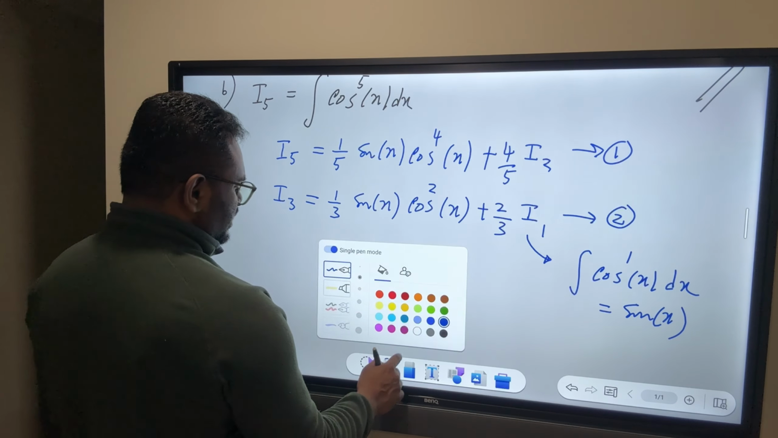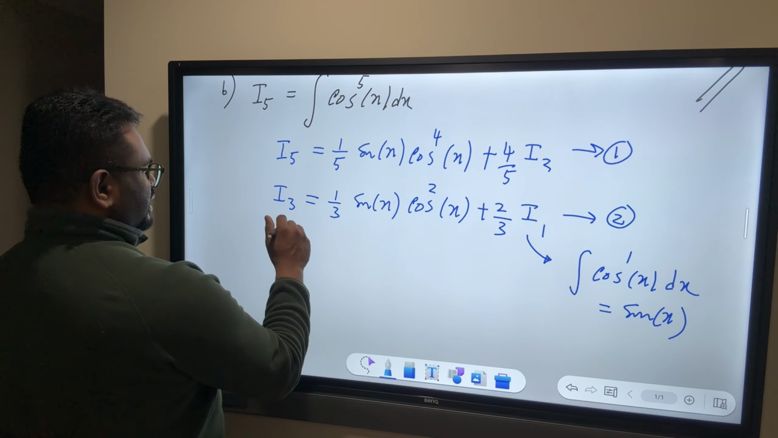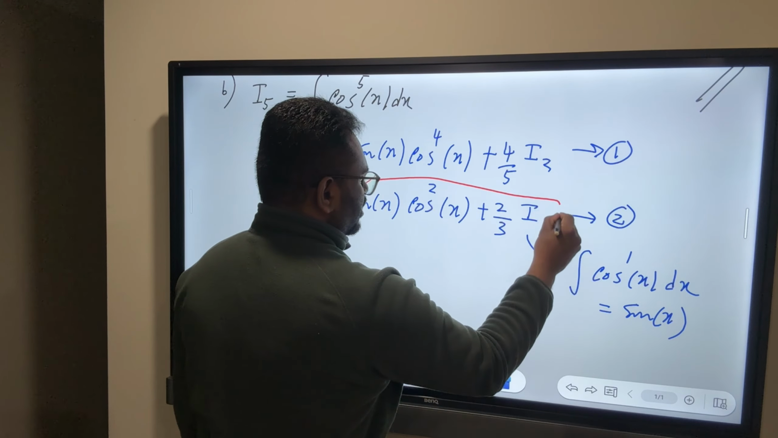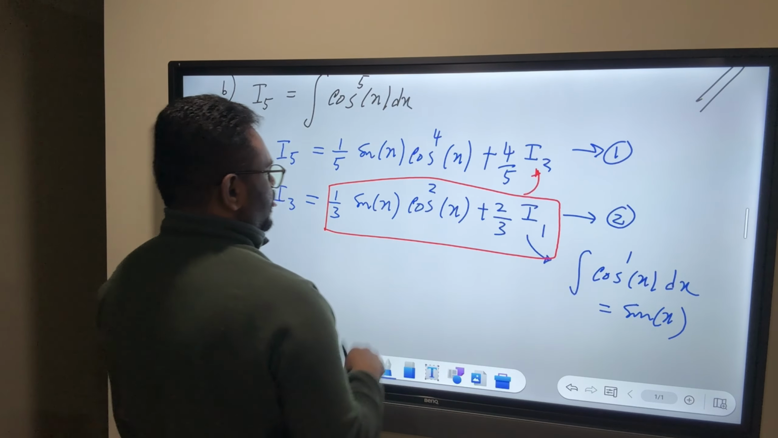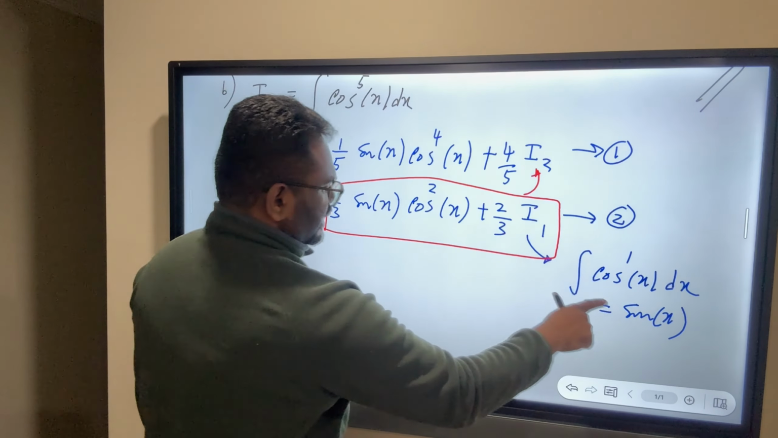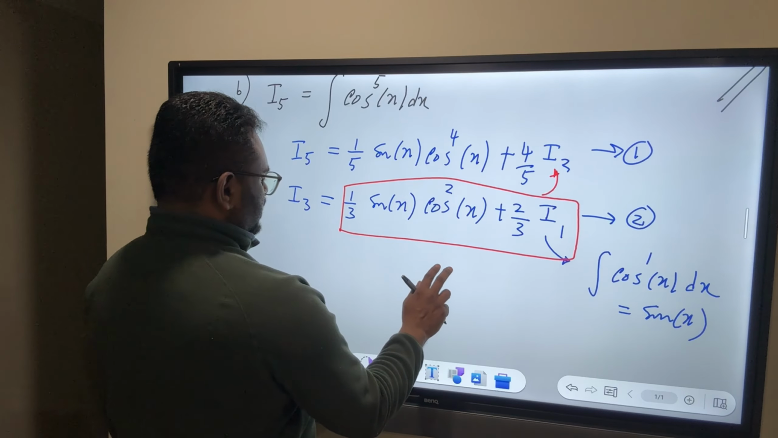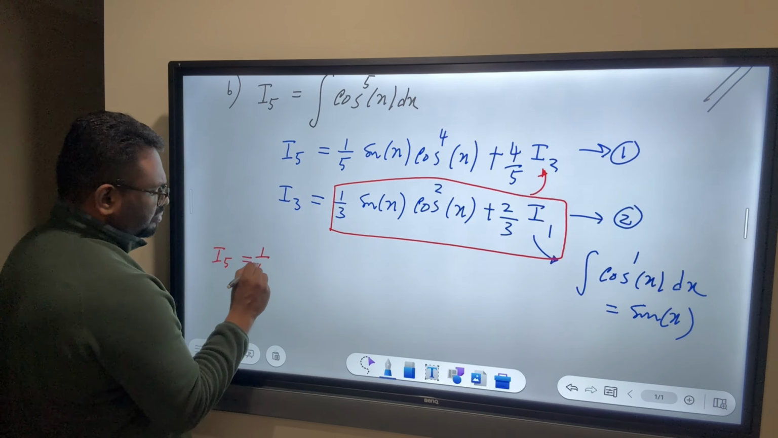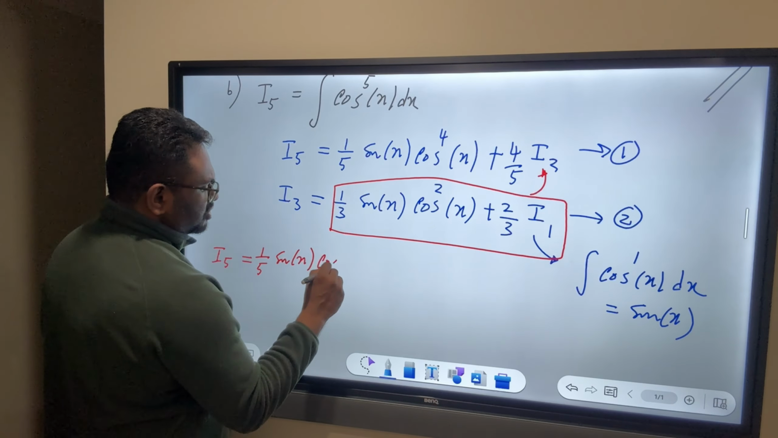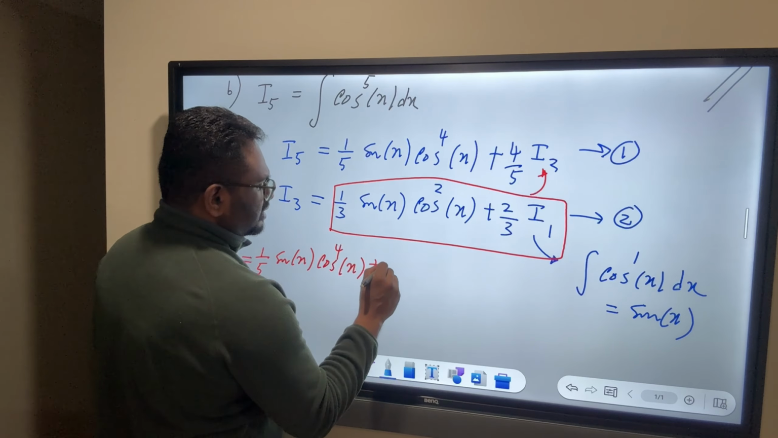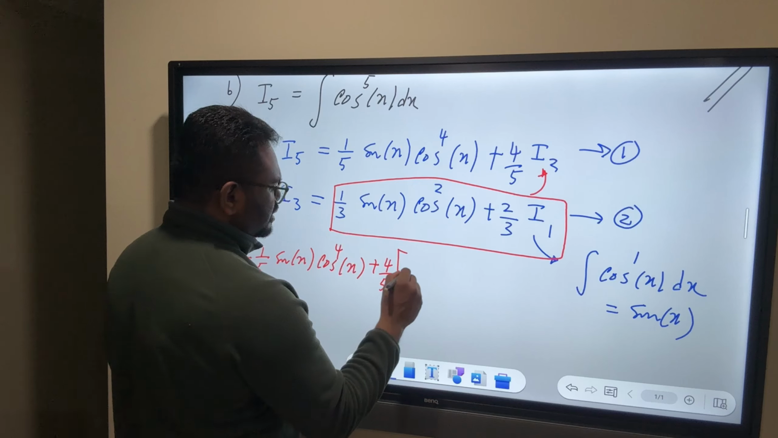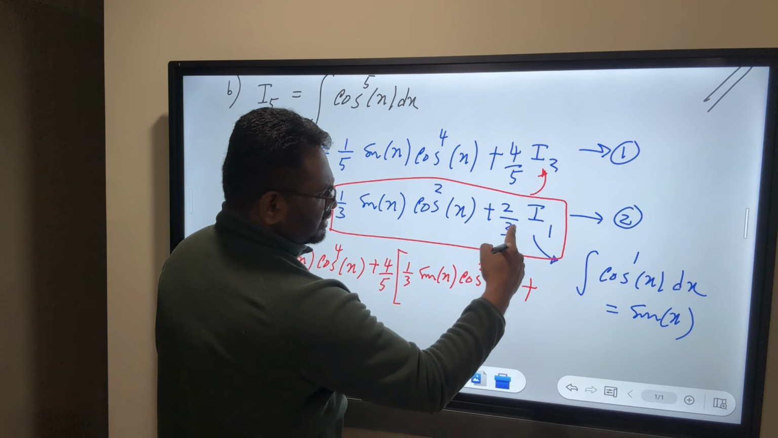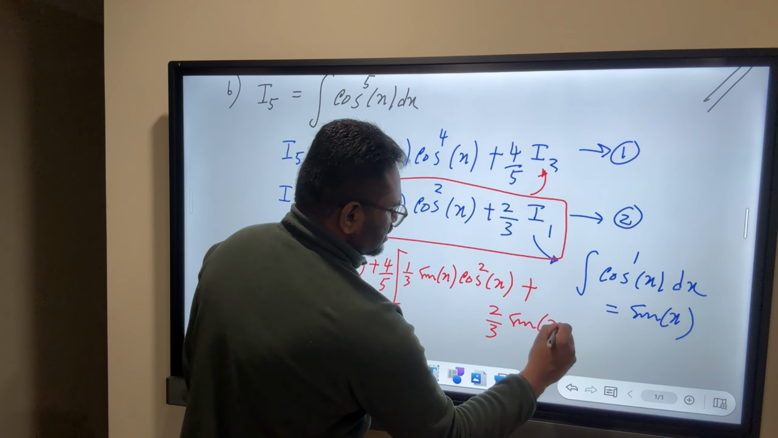So now what we can do, right? We can simply substitute this whole thing into here. Okay. So I_1 is sine x, so we get the answer. Okay, let's see. So if you do that, we'll do it here. I_5 is going to be 1 divided by 5 sine x cos^4 x plus 4 divided by 5, and I'm going to put this one, so big bracket, 1 divided by 3 sine x cos squared x plus 2 divided by 3, I_1 is going to be sine x. Cool. That's the answer.